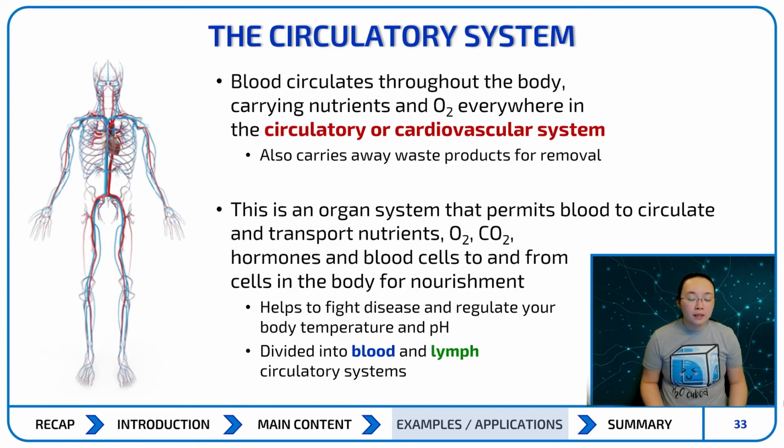circulate throughout your body for nourishment and also to help prevent disease. It also plays a big role in homeostasis because it allows you to regulate your body temperature and pH through the circulation of hormones and blood cells. A key thing to know about the circulatory system is that it's broken down into two systems. There's the blood circulatory system and there's the lymph circulatory system. For the purposes of this lecture, we're only sticking with the blood circulatory system.